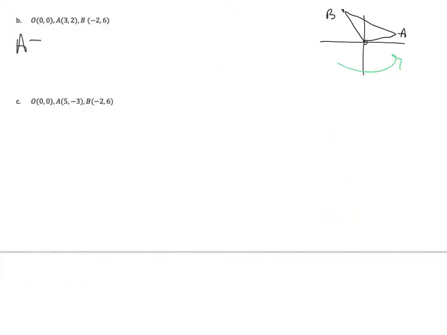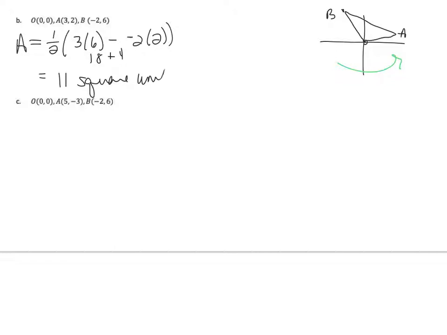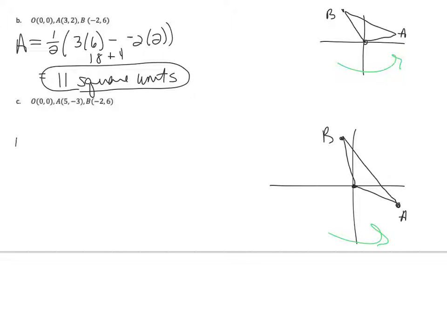Okay, here we have area 1/2 x1 y2. We start with a first, so x1 y2 minus x2 y1. So I get 18 plus 4. 1/2 of that is 11 units squared. Okay, I'm sure you don't have to just sketch these each time, but I'm just making sure.